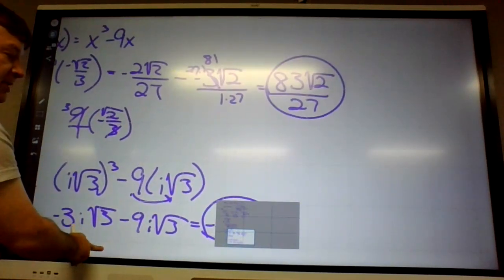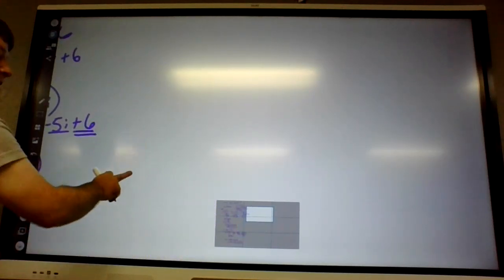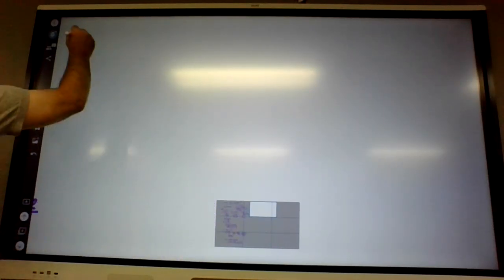I forgot to zoom out, or zoom in, I guess. Okay, C is x over 3. So x over 3 cubed minus 9 times x over 3.